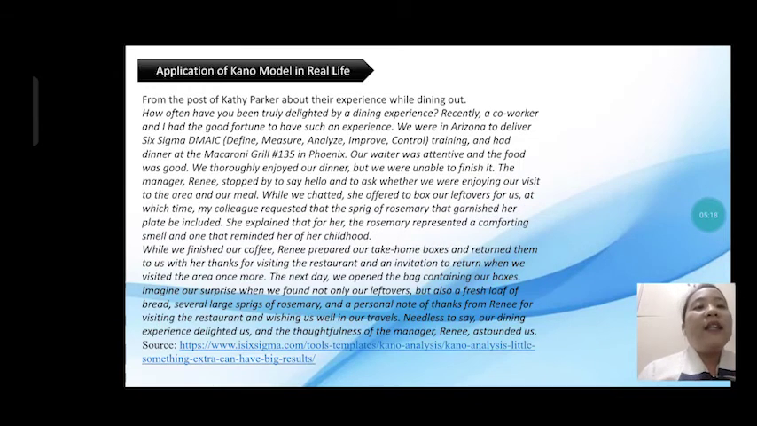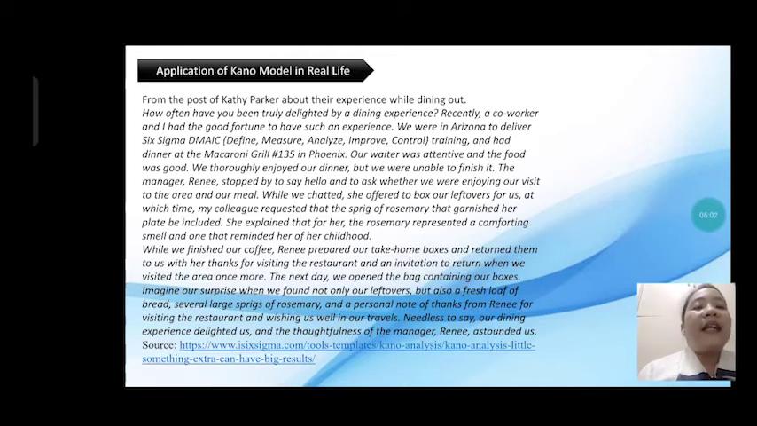Application of the Kano model in real life. From the post of Kathy Parker about her experience while dining out: How often have you been truly delighted by a dining experience? Recently, a co-worker and I had the good fortune to have such an experience. We were in Arizona to deliver Six Sigma DMAIC (Define, Measure, Analyze, Improve, Control) training, and had dinner at the Macaroni Grill number 135 in Phoenix. Our waiter was attentive and the food was good. We thoroughly enjoyed our dinner, but we were unable to finish it.